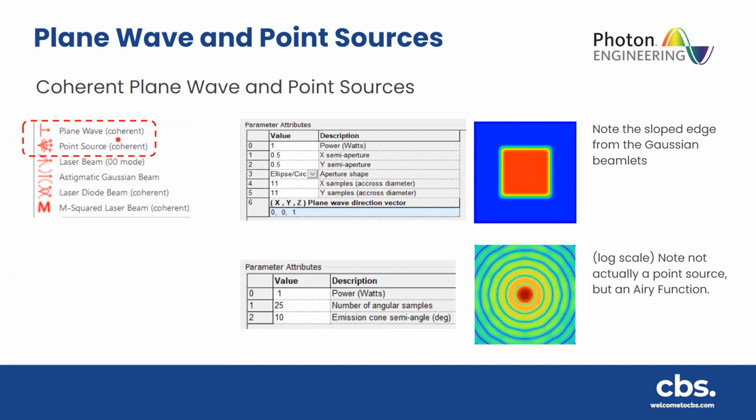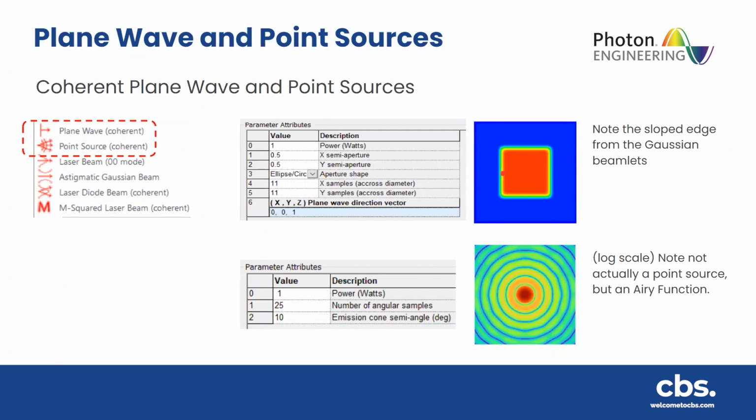Just to get started with the simplest versions we can, some simple settings for the plane wave: 0.5 millimeter semi-aperture, and this samples a grid of 11 by 11 rays or Gaussian beamlets, basically. If we plot the field as it is, one thing to notice here is that this isn't a perfect plane wave that abruptly cuts off at the edge. We've got this sort of gray area on the edge here. And that's actually a slope of the Gaussian beamlet.